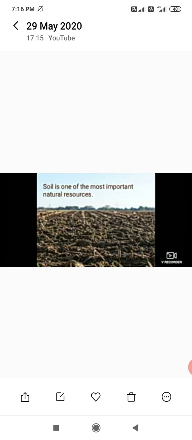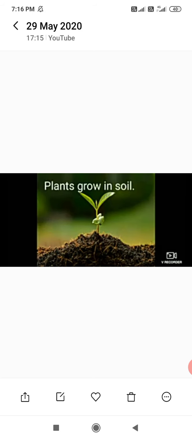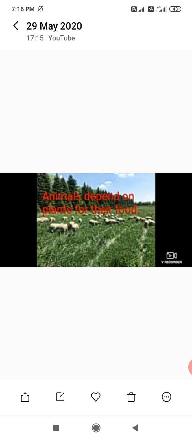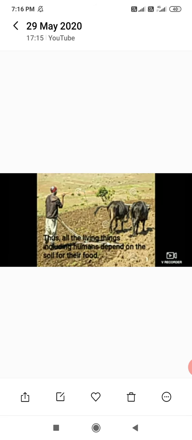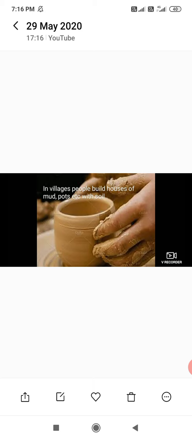Soil. Soil is one of the most important natural resources. As plants grow in soil and animals depend on plants for their food, we can say that all living things, including humans, depend on soil for their food. You might have seen in villages people build houses of mud, pots, etc. with soil.